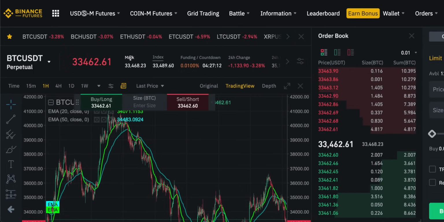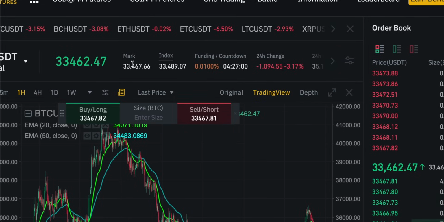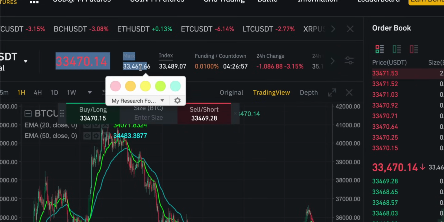We also have the mark price for the futures contract. So you can see the latest mark price is the price used for P&L and margin calculations. So this is important. If you are trading on margin and you're trading on leverage, this will be the price that is used to calculate all of those leverage positions.